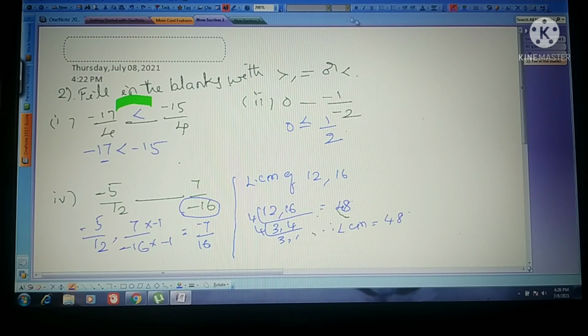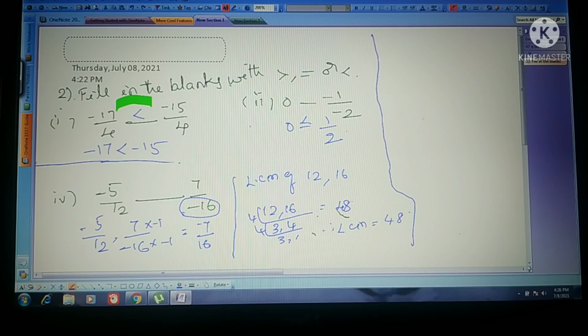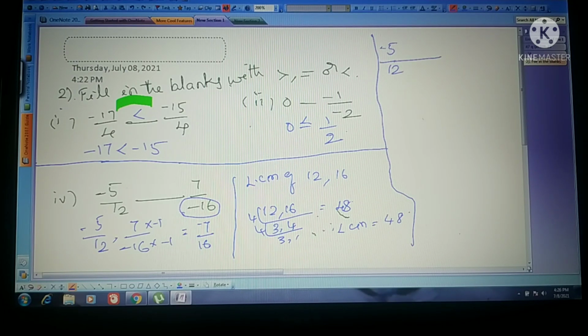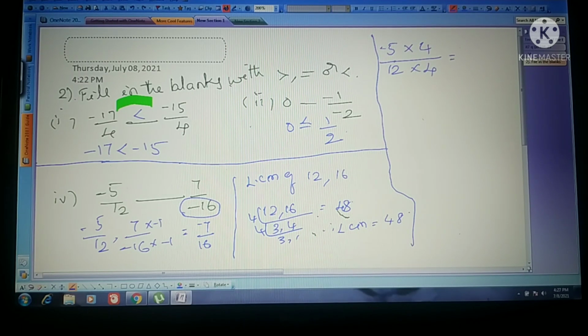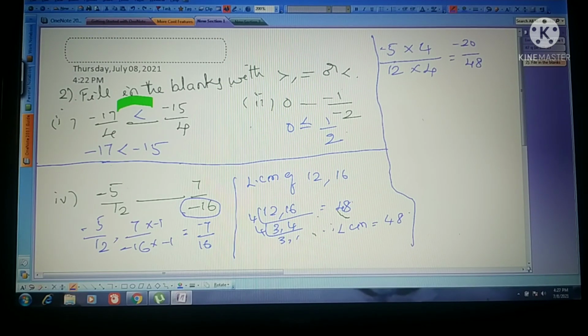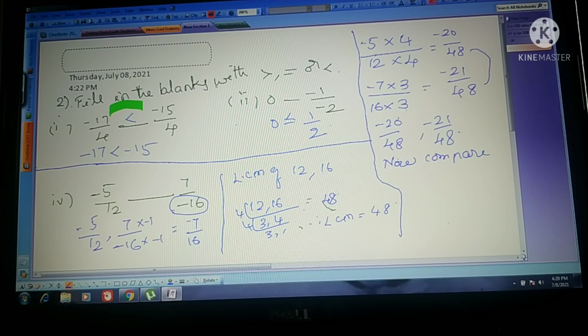Now, what we have to do here? Now we have to convert the fractions into like fractions. Okay, so one by one write down. Minus 5 by 12. We have to convert the denominator into 48. In 12th table, where you get 48? 4 times. So numerator also multiply with 4. What you get here? Minus 20 by 48. After calculating this one, we got these rational numbers here. Now what we have to do? Compare numerators.